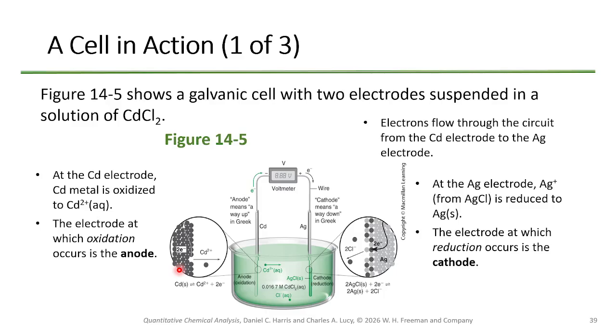And so this is going to have 2 electrodes suspended in a solution of cadmium chloride. And so what you'd see here is your electrodes. Anode, by the way, means way up in Greek. Cathode means way down in Greek. And so literally an anode is where the electrons come from, way up. Electrons are coming up. Cathode is where the electrons go down into. All the other language was actually derived from this, in case you're ever like, that doesn't really make sense to me. It's all from this.